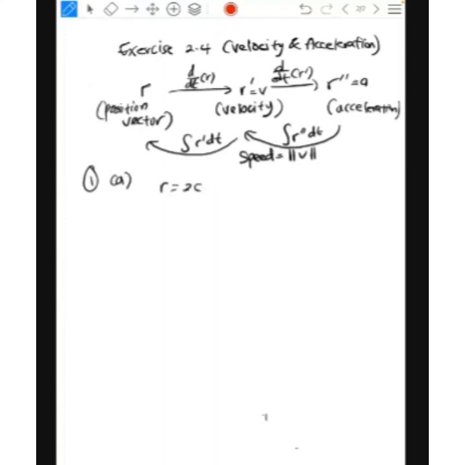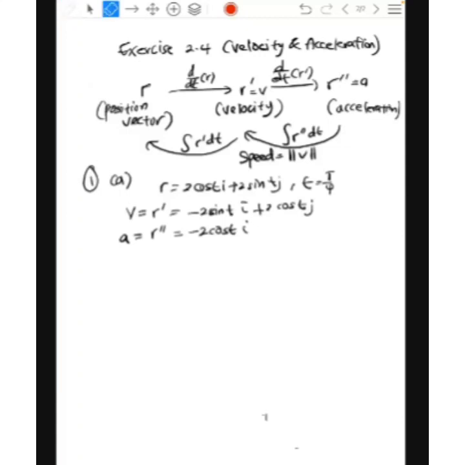r equals 2 cos t i plus 2 sin t j, and then t equals 5 over 4. Okay, so to find the velocity, v equals r prime. So we just differentiate, and we get negative 2 sin t i plus 2 cos t j. Then differentiate one more time and we get the acceleration, which is negative 2 cos t i plus negative 2 sin t j. So then you just substitute into the formula.